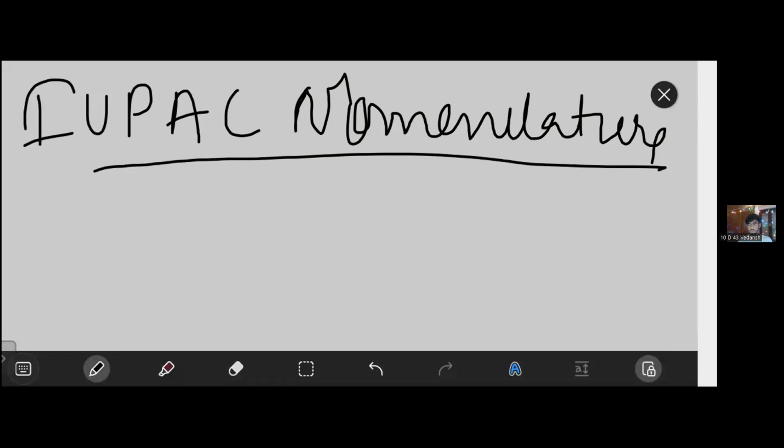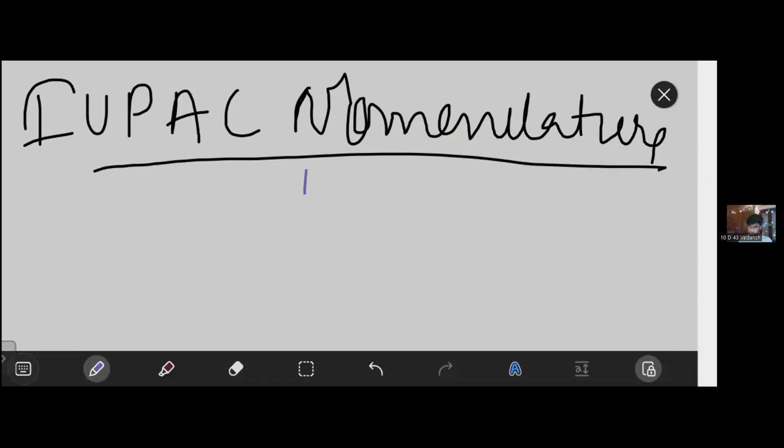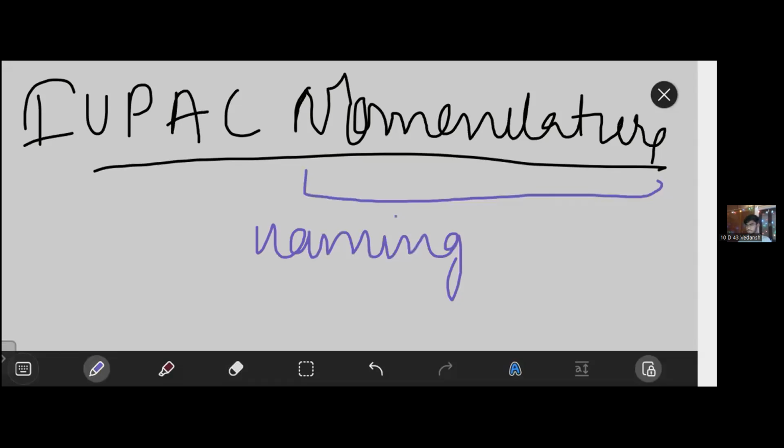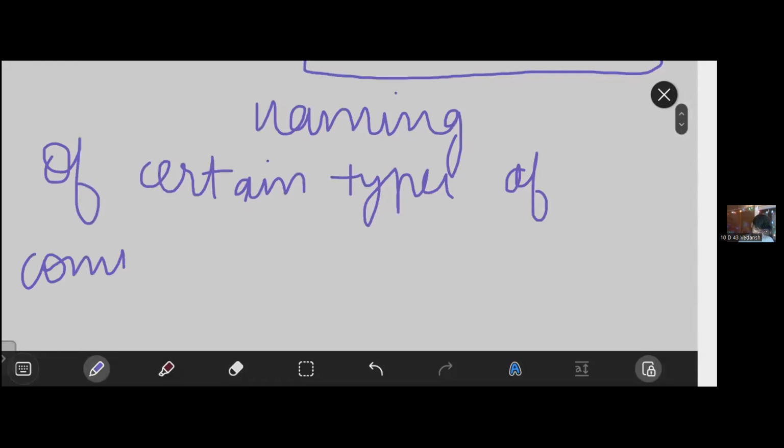So now, what is exactly meant by nomenclature? Nomenclature means naming something. It can be anything from A to Z, but it has to be named. So in IUPAC nomenclature, we do the naming of certain types of compounds and carbon compounds.